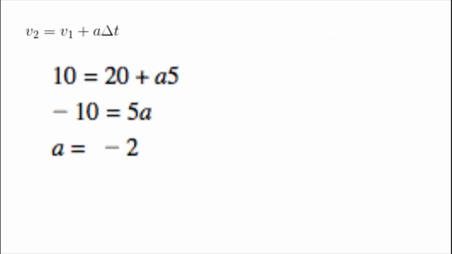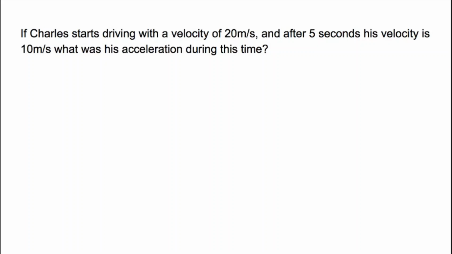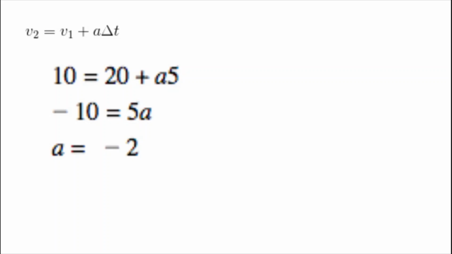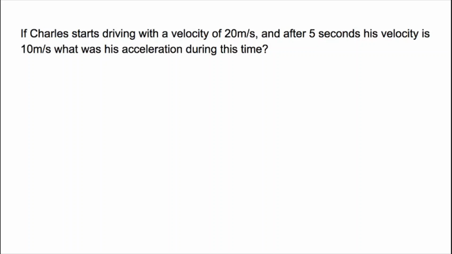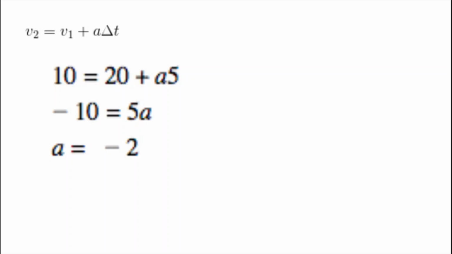So we use v2 equals v1 plus a delta t. And we know that v2 is 10, because after 5 seconds his velocity is 10 meters per second. We know v1 is 20 because that's just a given. And we also know the time because it's after 5 seconds. So we'll isolate for a, and it turns out that acceleration is -2 meters per second squared.